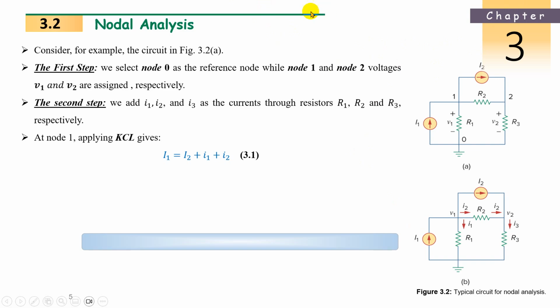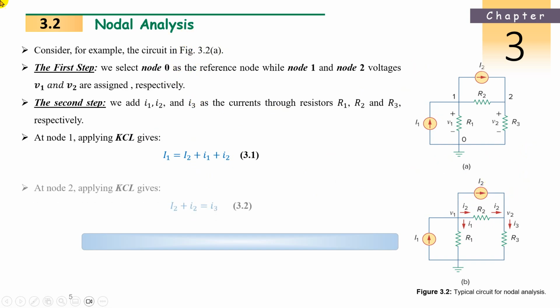Summation of entering equals summation of leaving. So what is entering in this node? Only one current is entering, capital I1. Now, what are the leaving? Capital I2, small I2 and small I1 are leaving. So I2 plus I1 plus I2; these are the leaving currents. That is the first node.